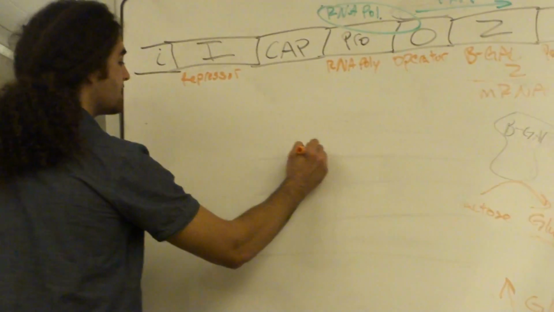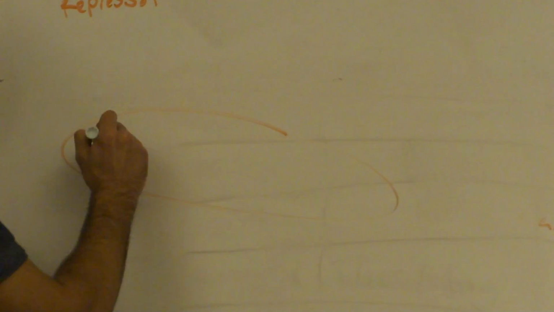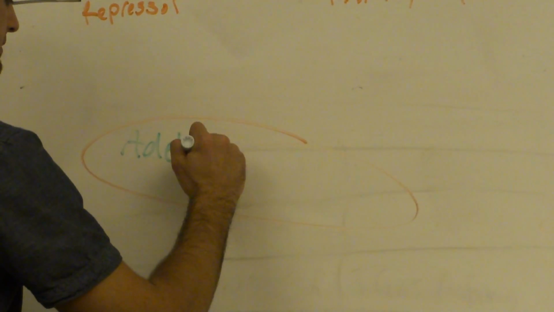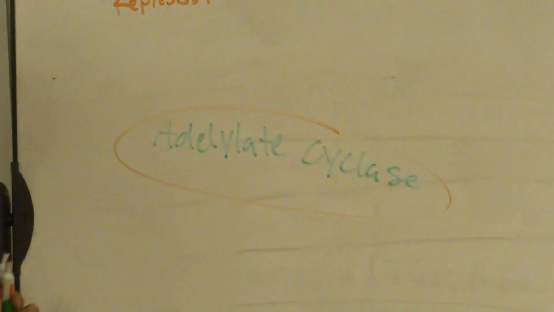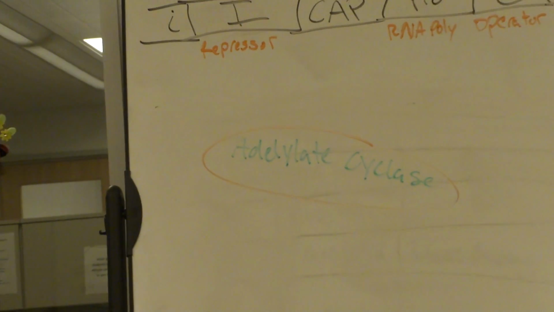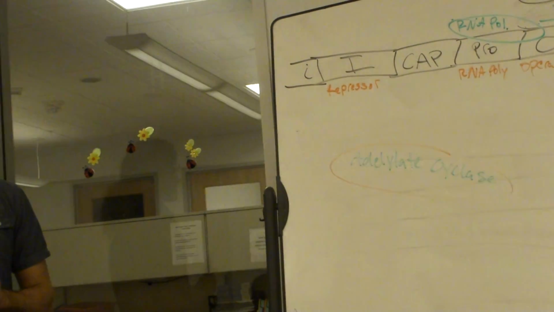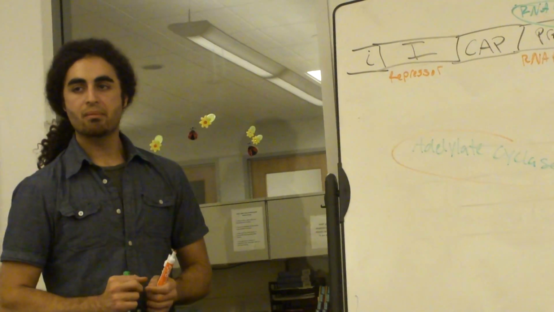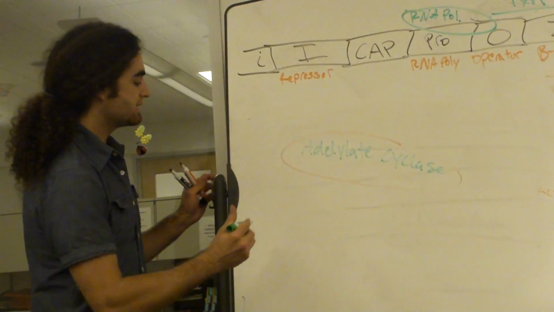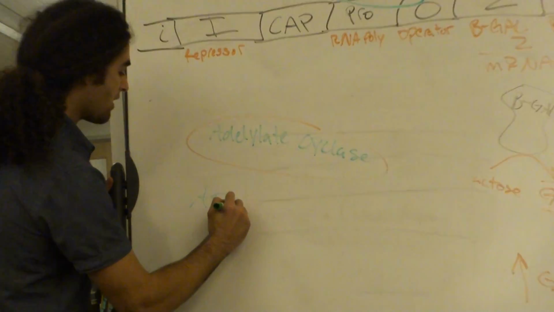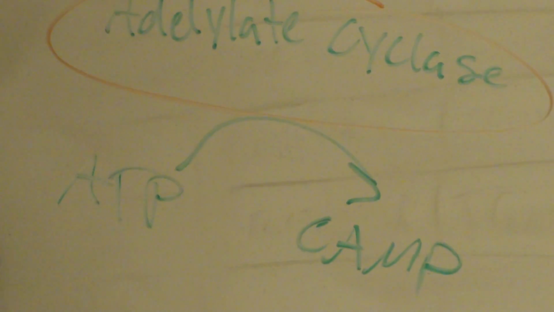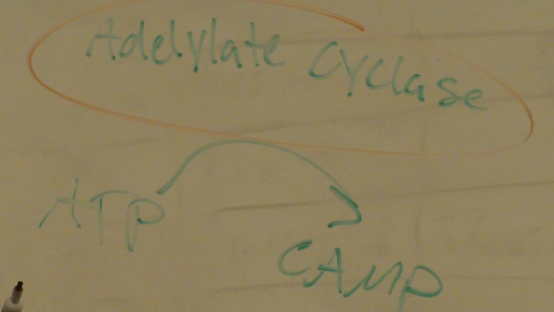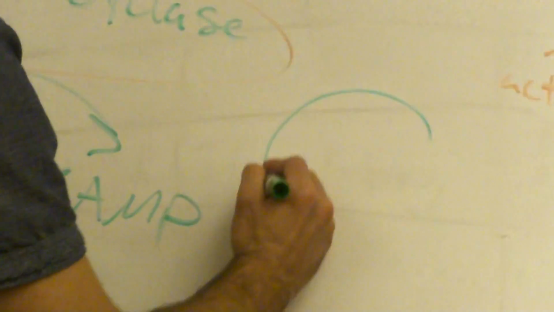So there's another enzyme in the cytosol called adenylate cyclase. So do you guys remember what this one does? Adenylate cyclase? Right. So it takes ATP and changes it into cyclic AMP. And cyclic AMP complexes with cap binding protein.